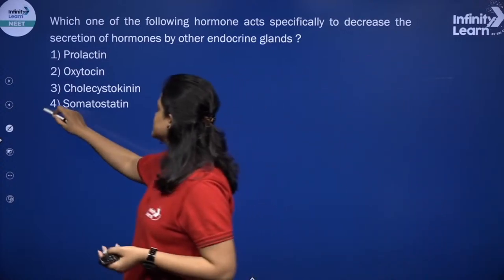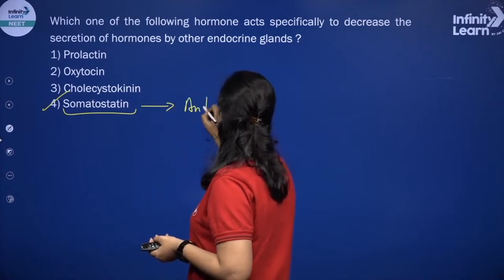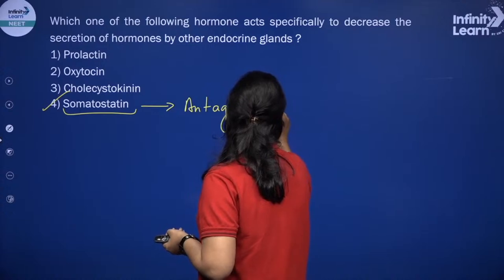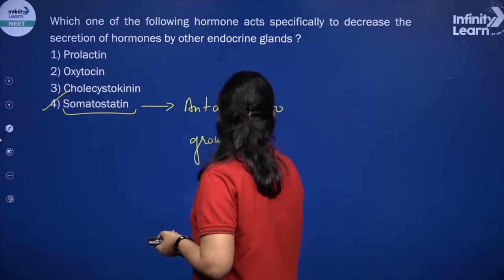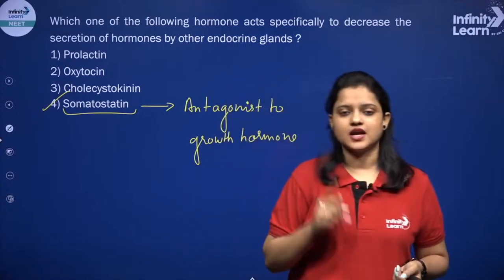Correct option here is somatostatin. This is antagonist to growth hormone. Antagonist to growth hormone, and it is released from hypothalamus and pancreas both.